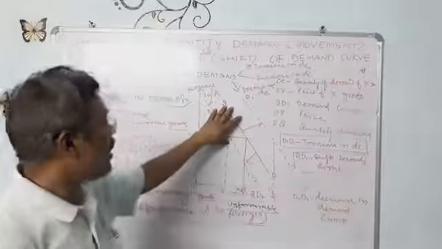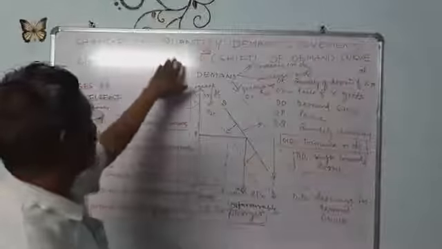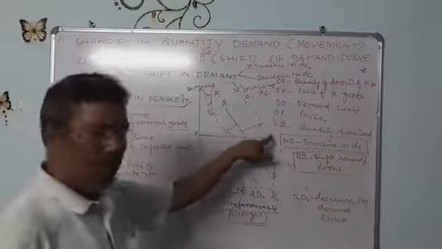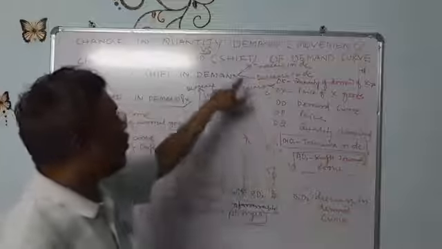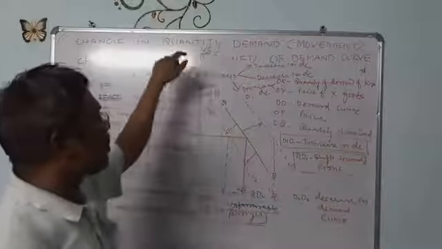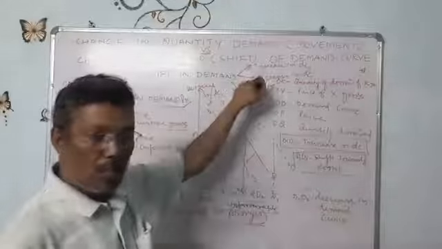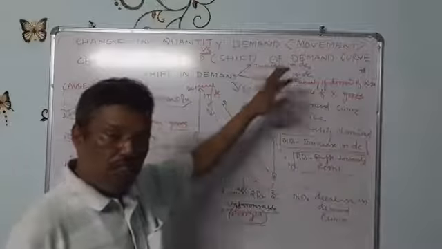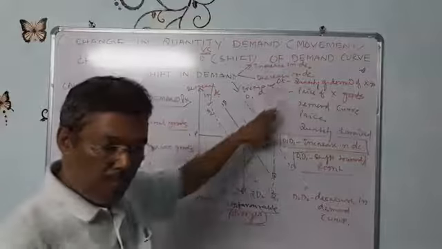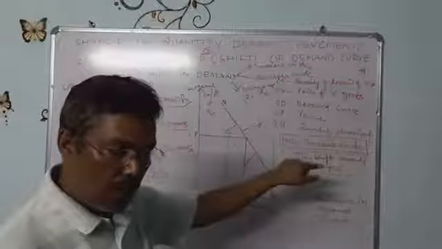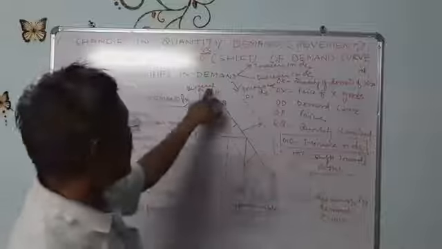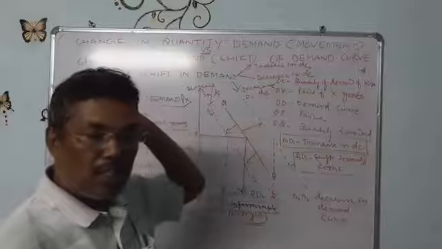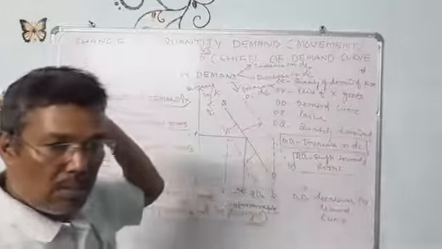So be clear about this movement and shift. Movement means on the same demand curve; shift means a different demand curve. Movement along the demand curve occurs due to a change in its own price, other things remaining the same. But whenever the price remains the same and other things change, that is called a change in demand or a shift in the demand curve. Now it is clear.